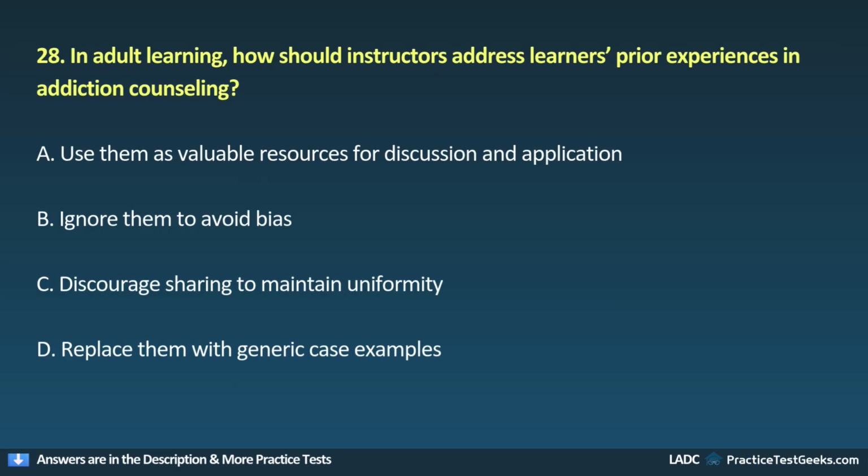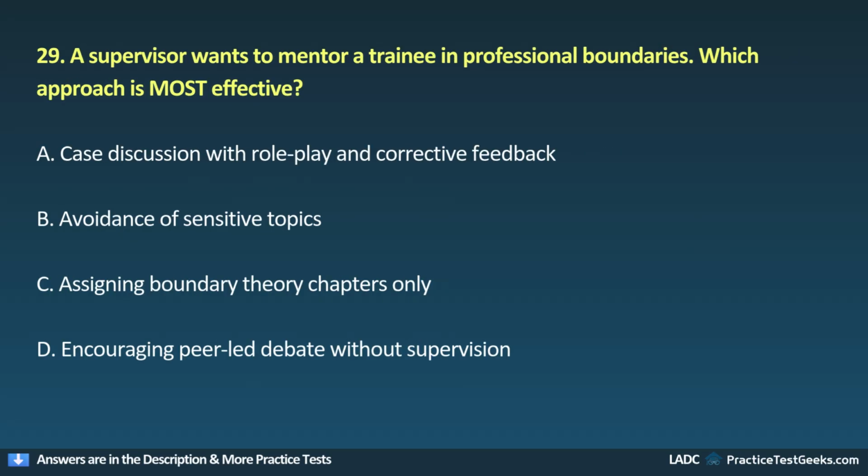28. In adult learning, how should instructors address learners' prior experiences in addiction counseling? A. Use them as valuable resources for discussion and application. B. Ignore them to avoid bias. C. Discourage sharing to maintain uniformity. D. Replace them with generic case examples.